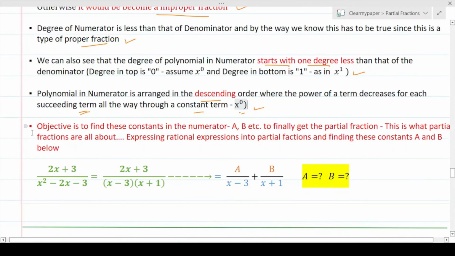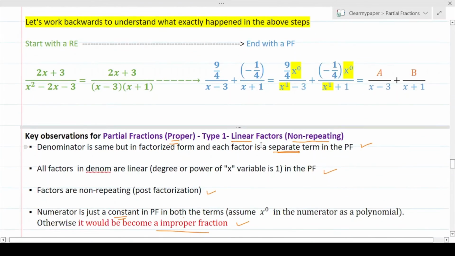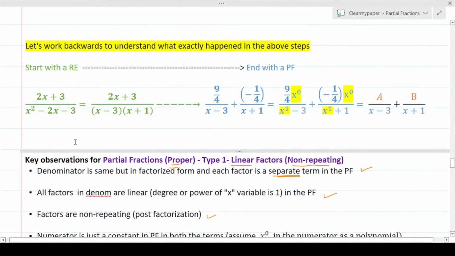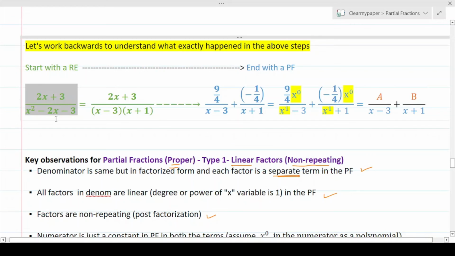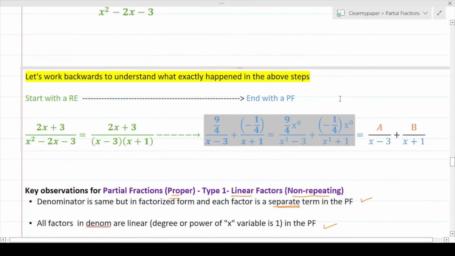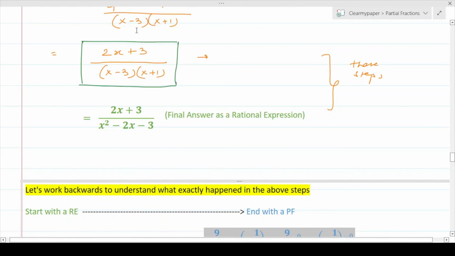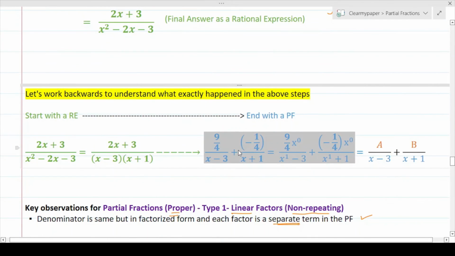The last step is, what is our objective when we try to find or solve for partial fractions? Our objective is to find these constants in the numerator, A and B. So what does it mean? We have to apply all these key observations, and we start from here, and when we end here, we will not know this all along the way. In this case, we know because we are trying to mimic an example and we already know the answer, but in real time, whatever is highlighted, we will not know. We'll have just this expression over here, and we have to come up with this expression here.